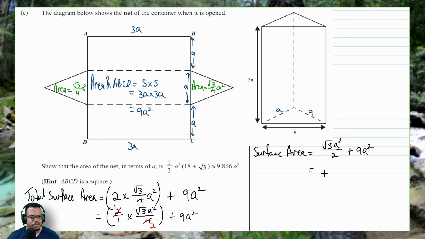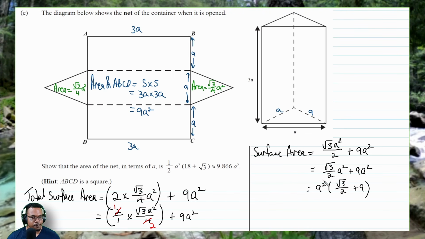All right, so if I factor out a squared, first I'll have a squared, open brackets, divide everything by a squared. I'm going to write it back like square root of 3 over 2, a squared plus 9a squared. You see better this way. So what they do is they factor out the a squared. So you have the square root of 3 over 2 plus 9.